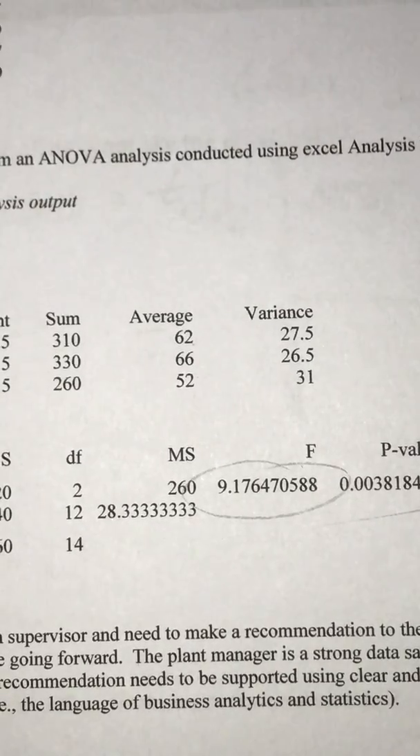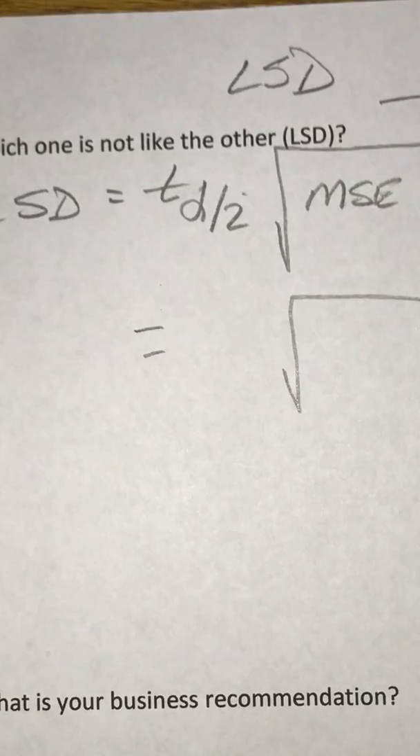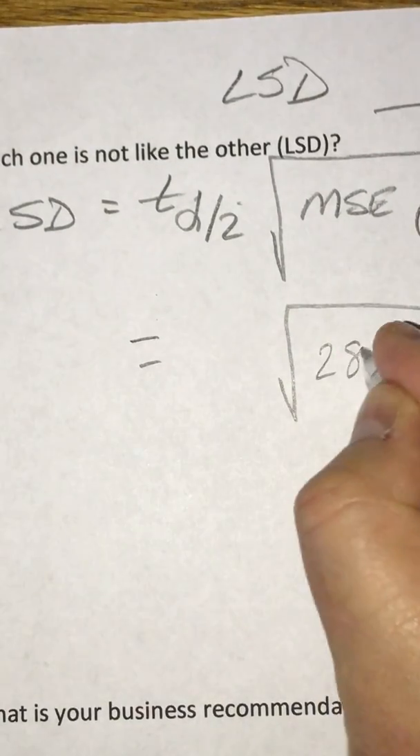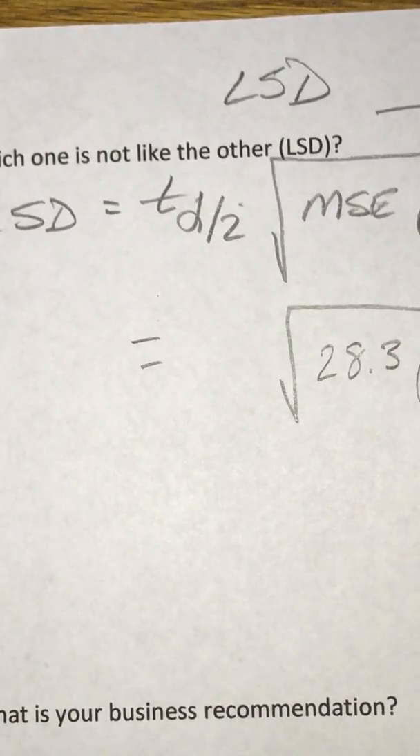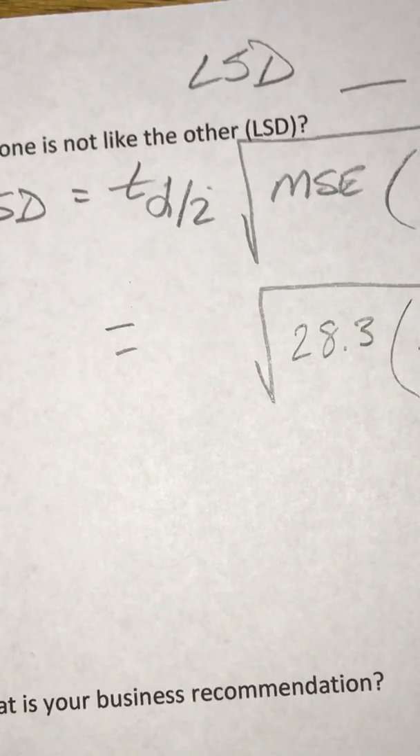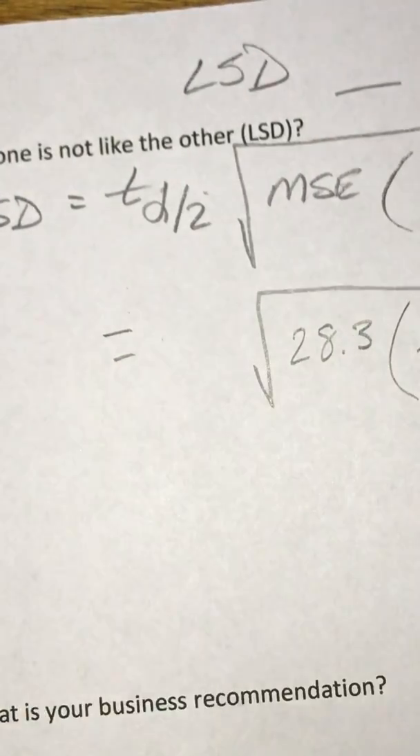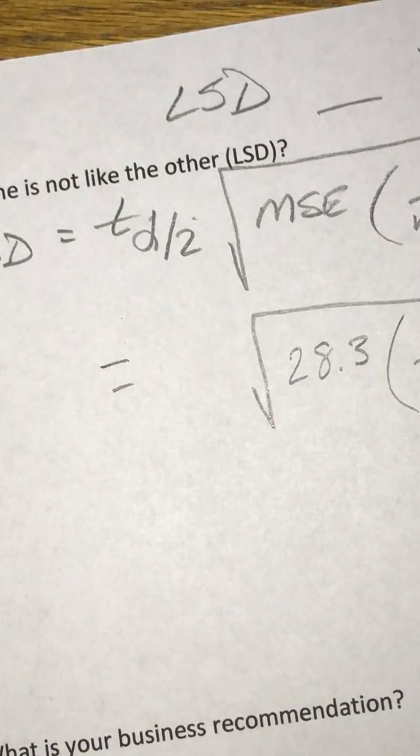And we can see that our MSE, we're going to home in on this number right here, is 28.3. So we fill in 28.3. Then we go 1 over 5, which was the sample size for each of the, or at least for a specific pairing. And we'll talk about those pairings in a second, over 1 over 5. Now the only thing missing here is this T sub alpha over 2.